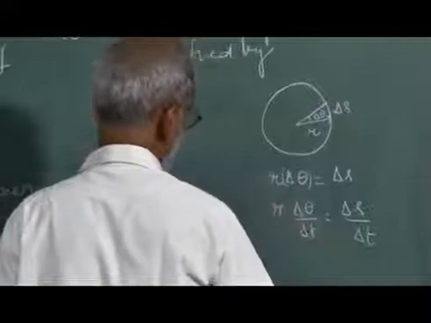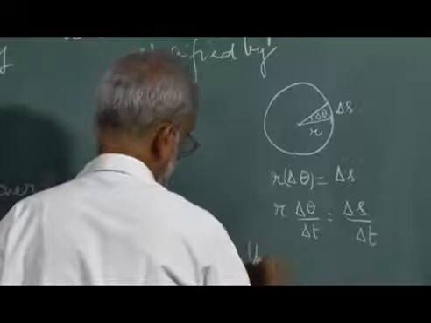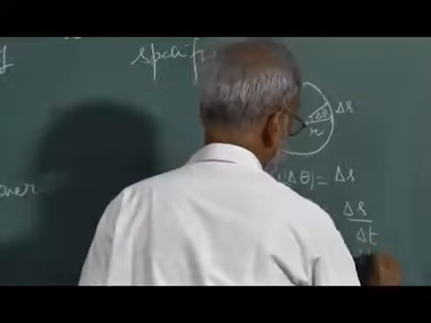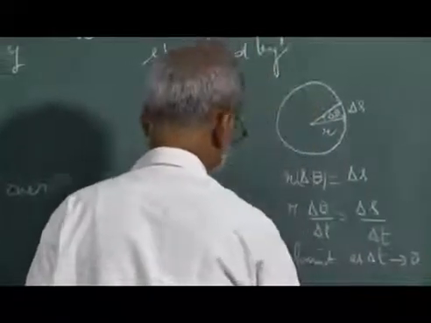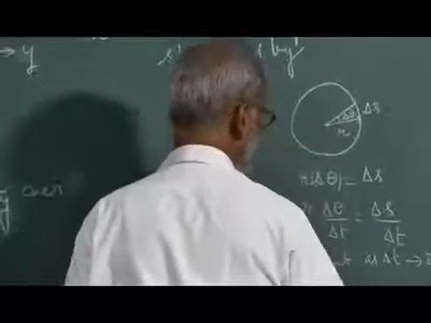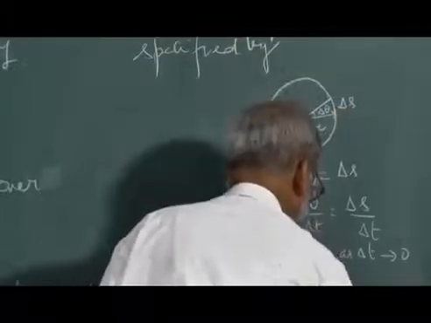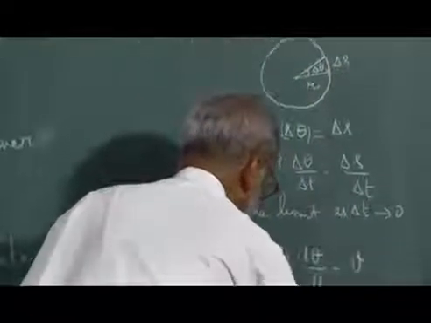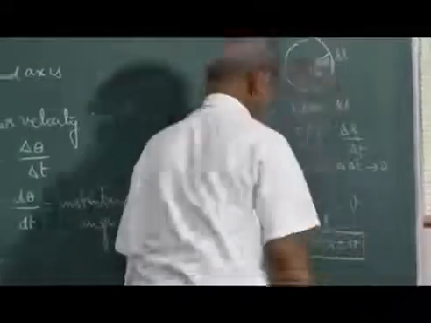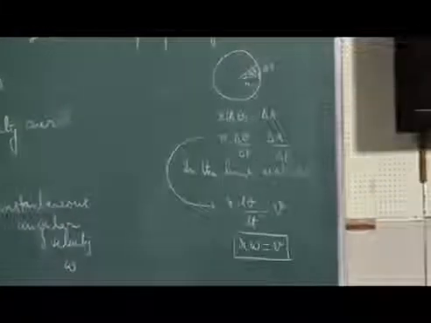Now the limit as delta t tending to 0, this relationship will become r into d theta by dt is equal to ds by dt, which is the linear velocity, because delta s is the displacement. So it will be v. This is the standard relation r omega is equal to v, which one studies when one considers the motion of a particle along a circle, right.